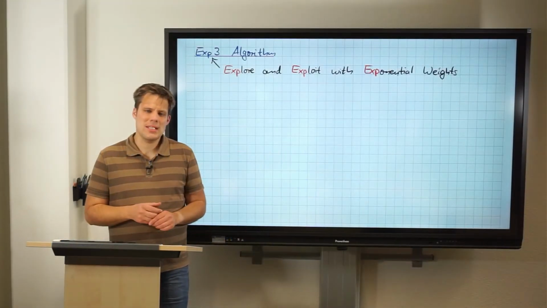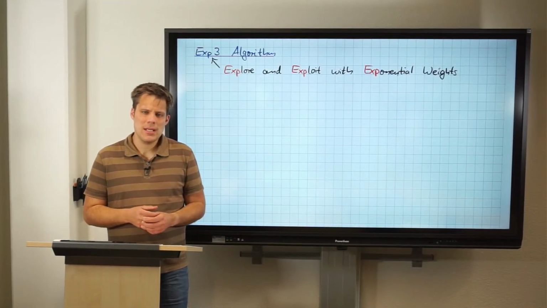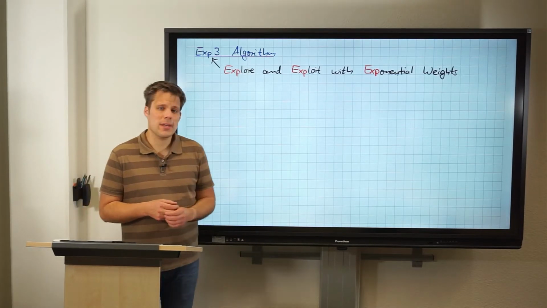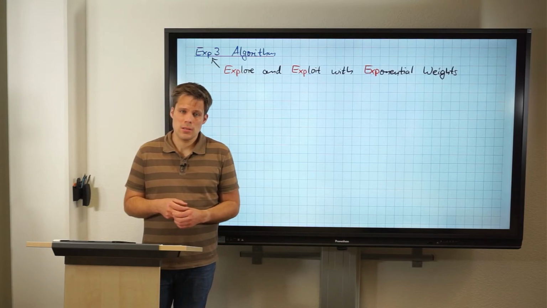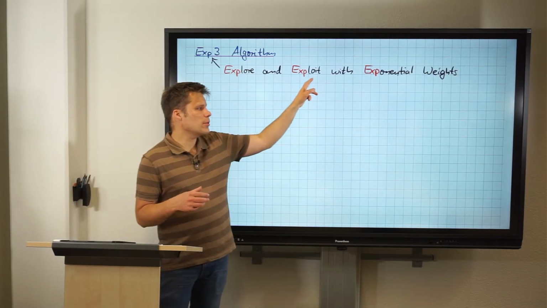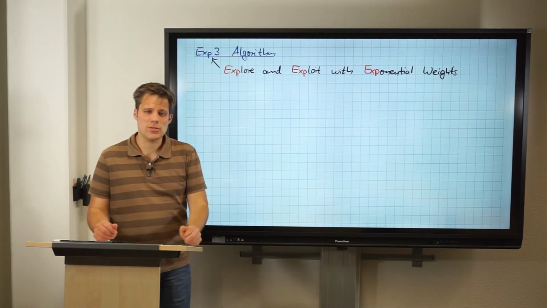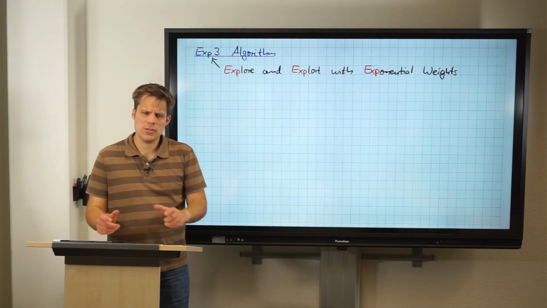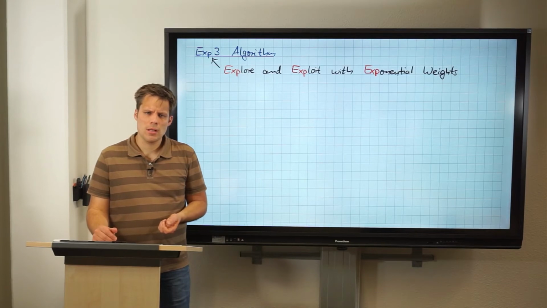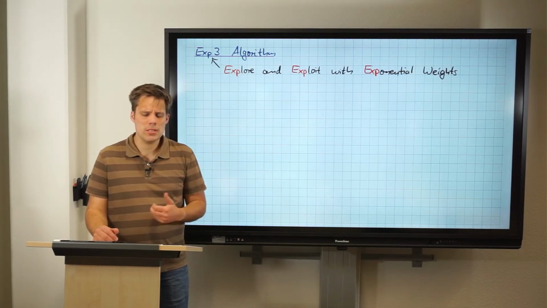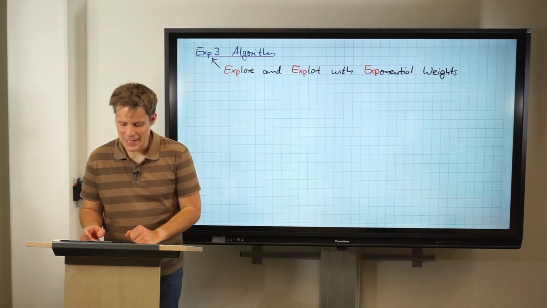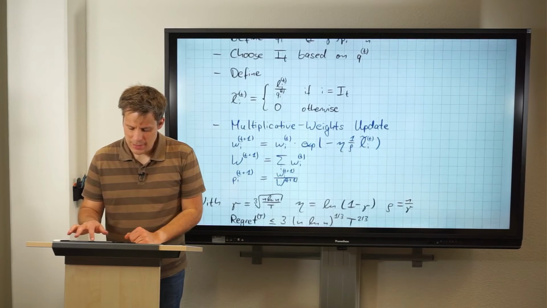Today we'll get to know the exp3 algorithm. exp3 stands for explore and exploit with exponential weights. So the idea is to combine exploration with exploitation and to use exponential weights. Exponential weights, that's actually nothing but multiplicative weights. And how does this algorithm work? What does it look like? Well, we've already seen the algorithm because it is exactly our algorithm from last time.